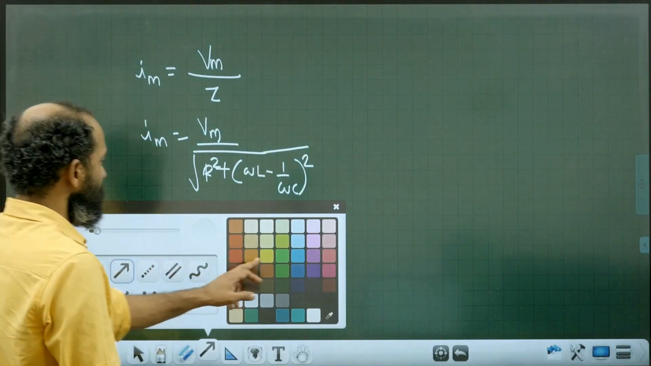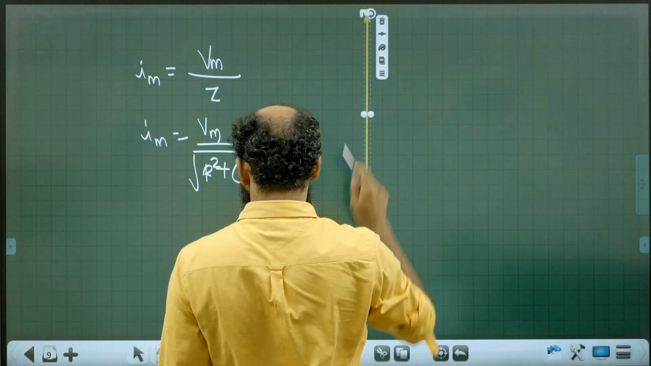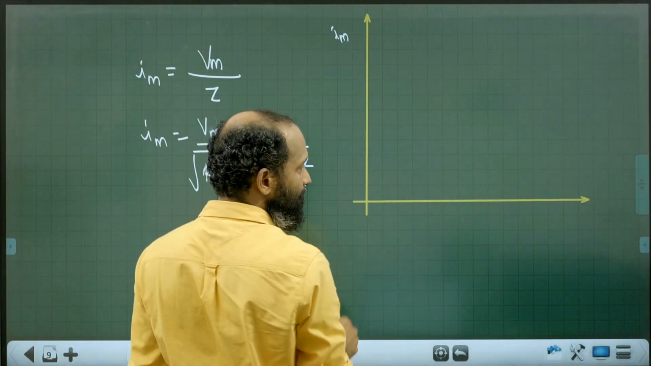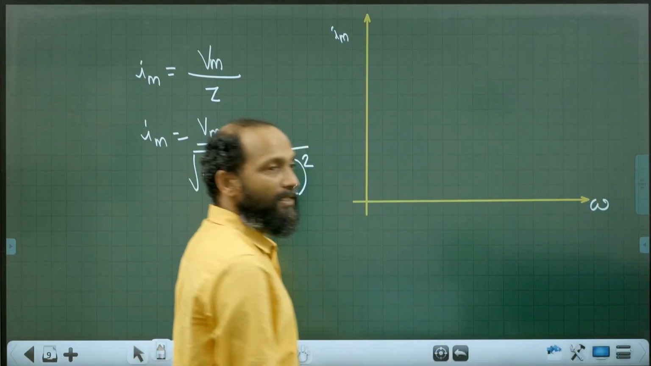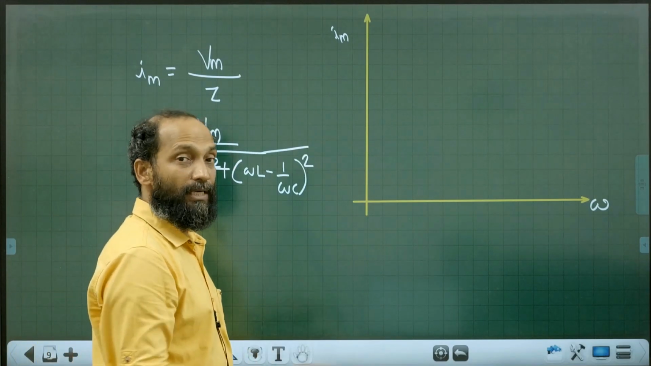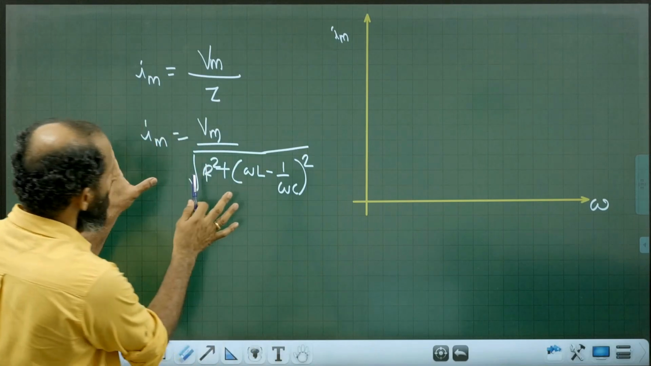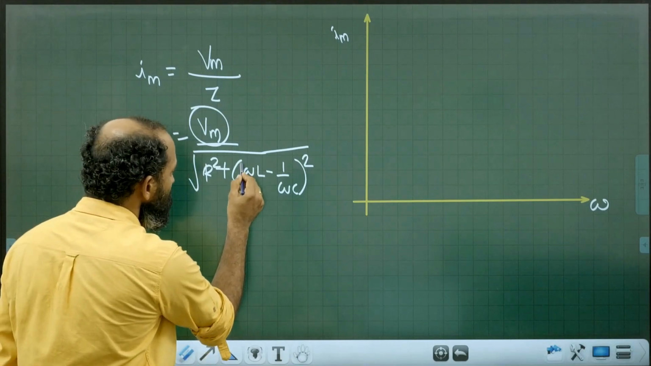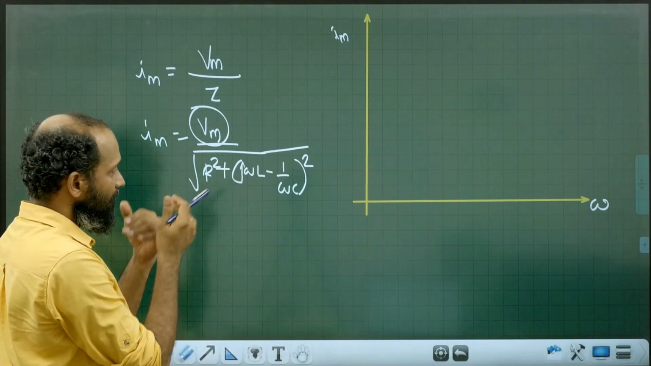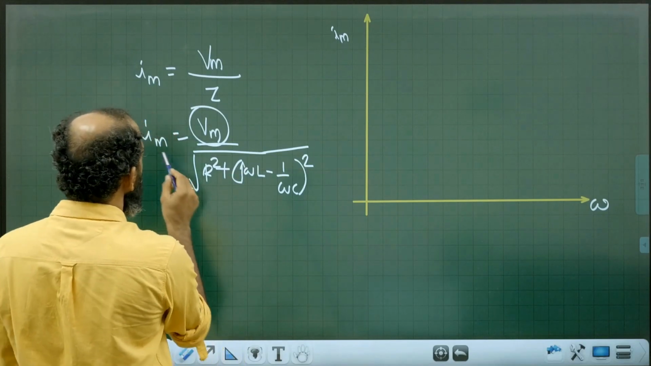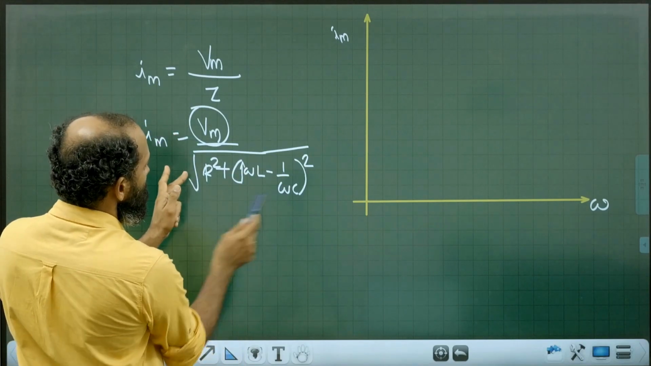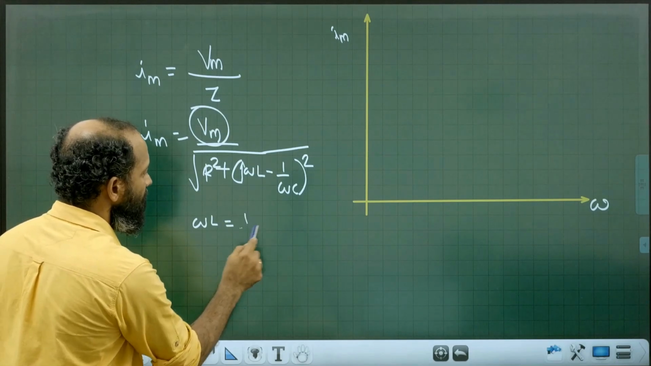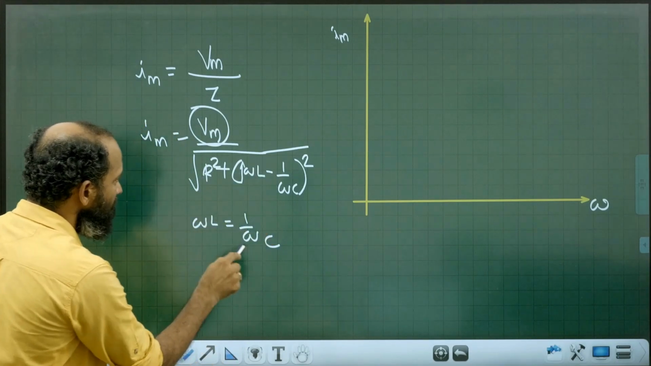Now you draw a graph showing the variation of the peak current amplitude Im, which is on the y-axis in ampere, and the angular frequency of the supplied AC voltage omega on the x-axis. Keep Vm, the voltage amplitude, constant. When omega increases from a very small value continuously, you'll come to know that the denominator decreases and becomes minimum when omega L is equal to 1 by omega C. The denominator becomes minimum.